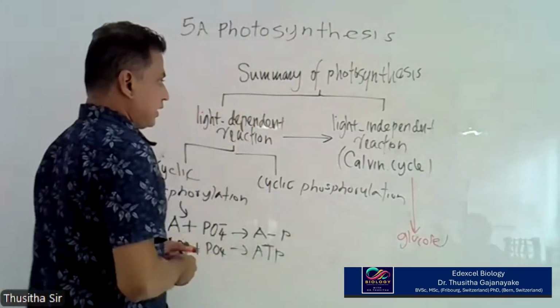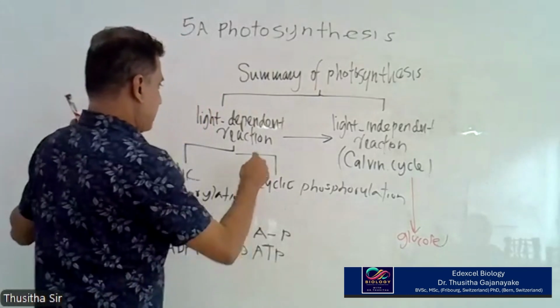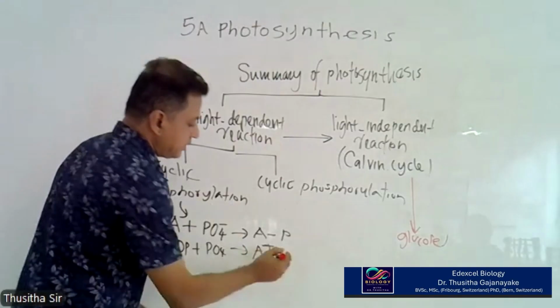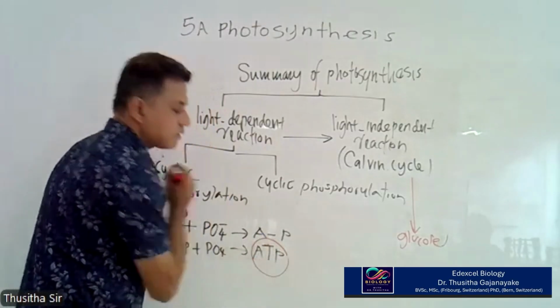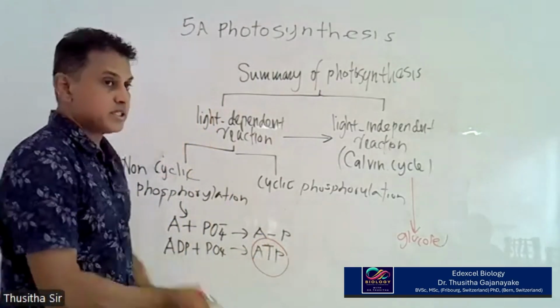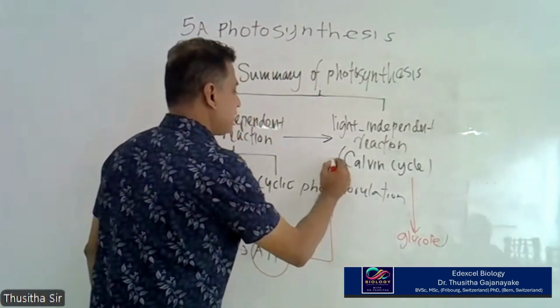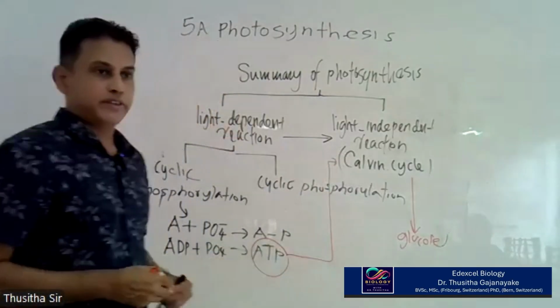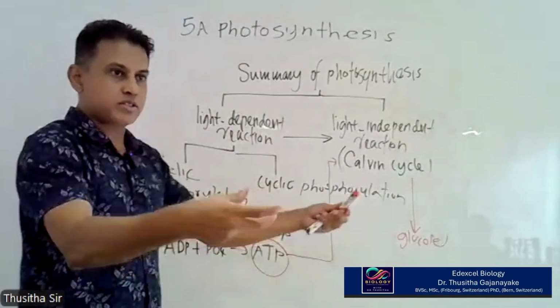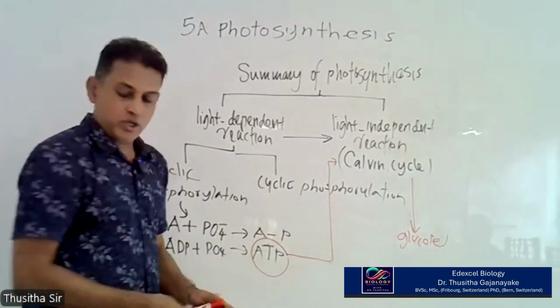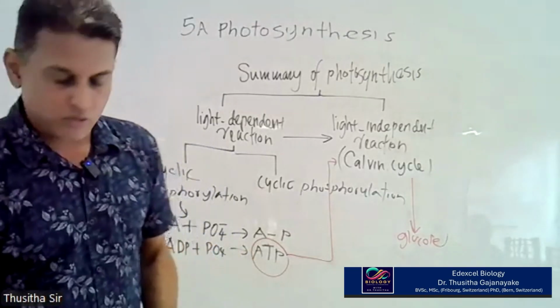Now the next point: why is the light dependent reaction important? Because the light dependent reaction produces energy. This energy then goes to the Calvin cycle, the light independent reaction, to produce glucose. Then they can fix carbon, hydrogen and oxygen, because they have energy. So that's how the whole of photosynthesis works.